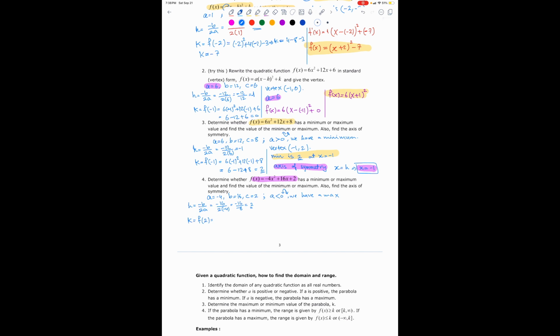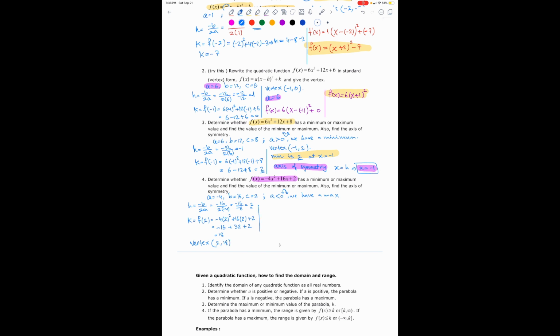So f of 2 is equal to negative 4 times 2 squared plus 16 times 2 plus 2. So we will have negative 4 times 4 is negative 16, plus 32, plus 2. So we will have here 16 plus 2, which is 18. So the vertex is equal to 2 and 18.